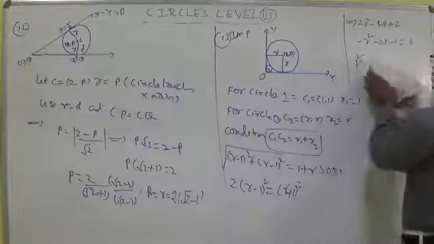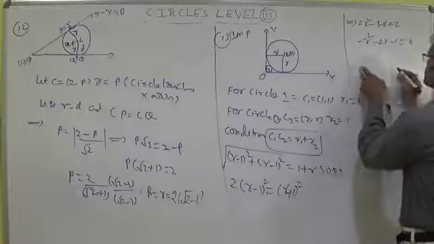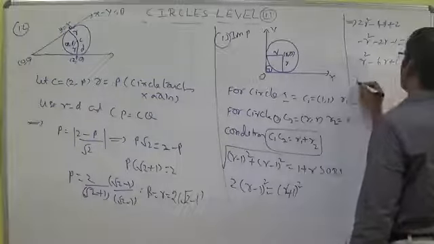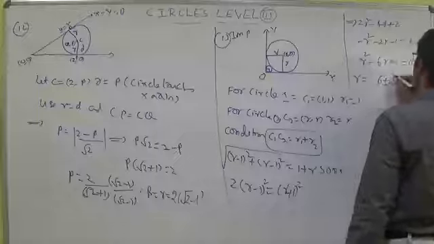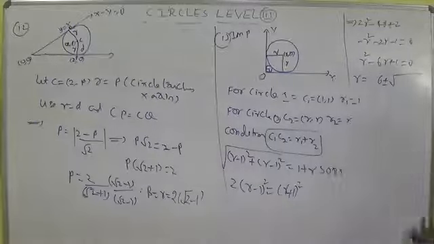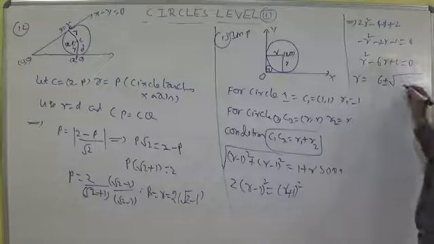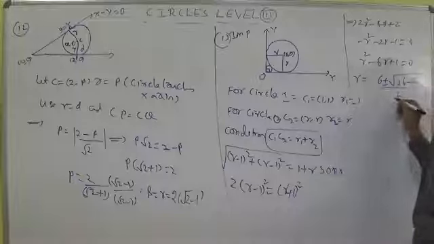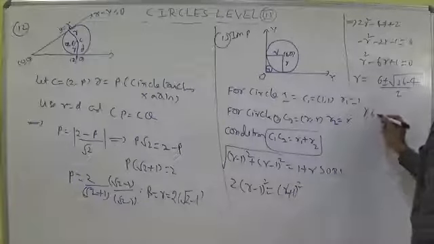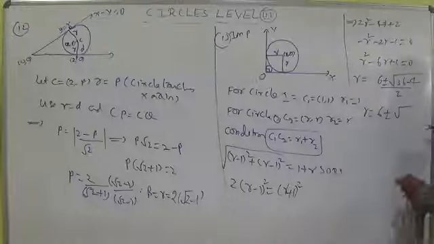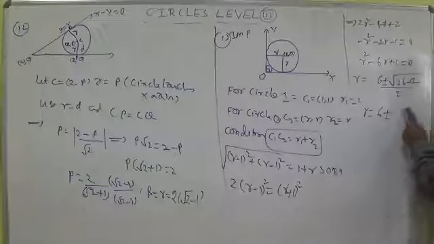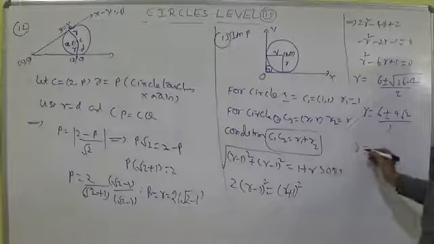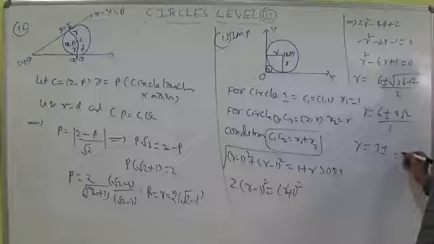You can write this as R square minus 6R plus 1 equal to 0. R is equal to minus b plus or minus root b square minus 4ac by 2a. That is 6 plus or minus root 36 minus 4, which is 32, and 32 means 4 root 2, so 4 root 2 by 2. So R is equal to 3 plus or minus 2 root 2.